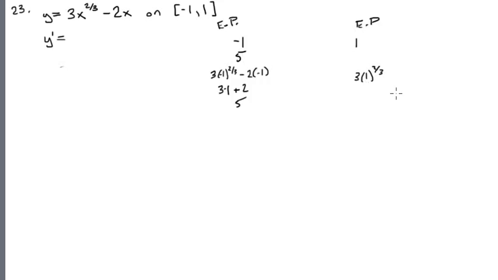The other endpoint, for x equal to 1, is 3 times 1 to the 2/3. That one's much easier. That's just 1, minus 2 times 1, so that is -1. Okay, so that's what the values of our endpoints are.